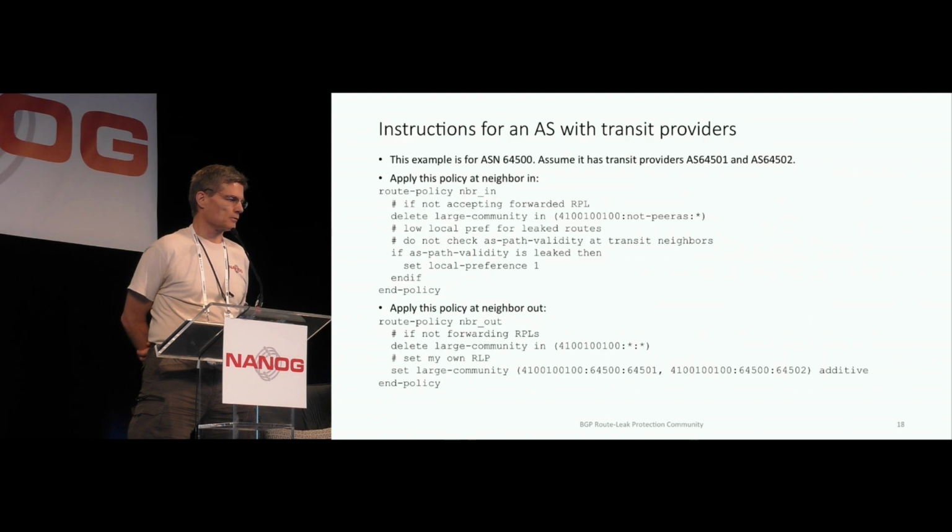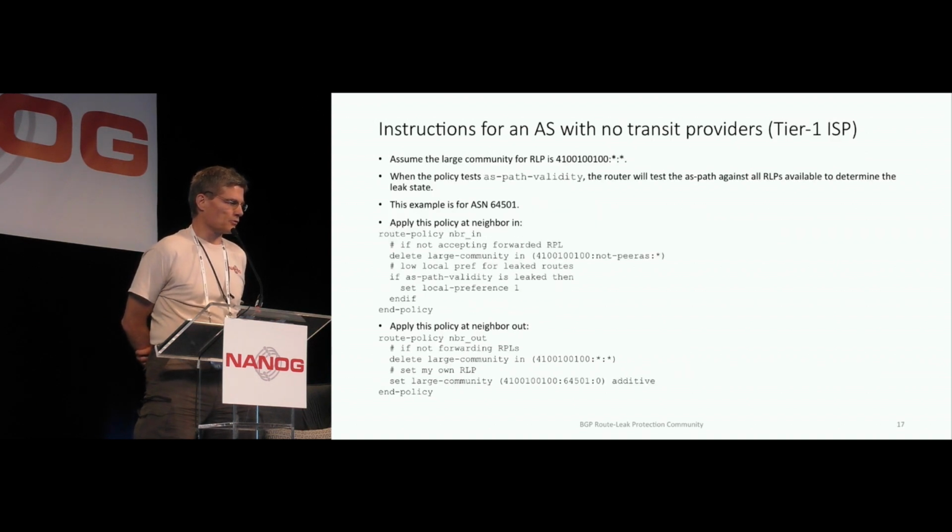Whoops, I went backwards. Okay. This is pretty much the same. This is one with an AS that does have transit providers, and so the top part of that is the same. The bottom part is set large community. These are my two transit providers. I am 64500, and my providers are 64501 and 64502. So I add those two large communities. Like with the one before, this guy has no transit providers, so he sets large community with a 0 to say that he has none.